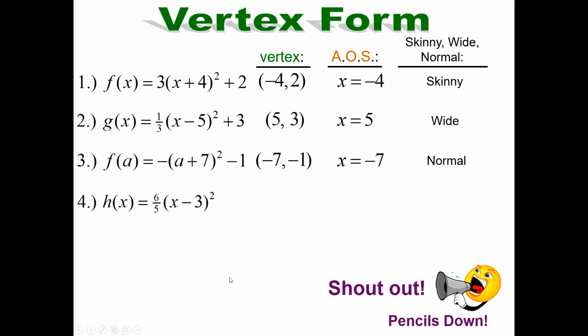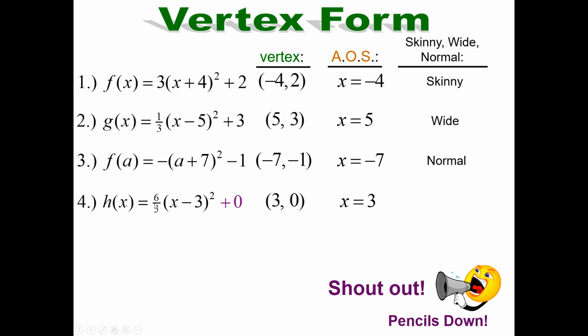Okay, this one here is a little tricky. But if there's no number at the end, it's implied that there's a +0. So opposite same would be 3, 0. AOS is just this, so x equals 3. Skinny, wide, or normal?